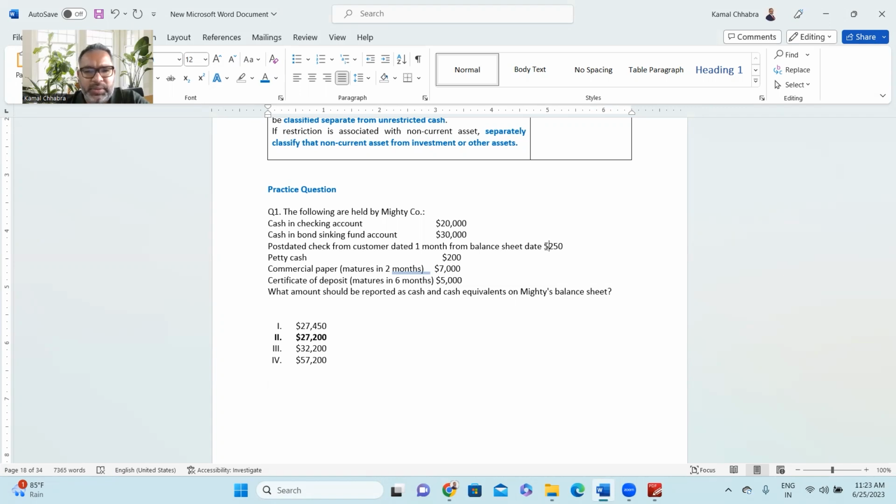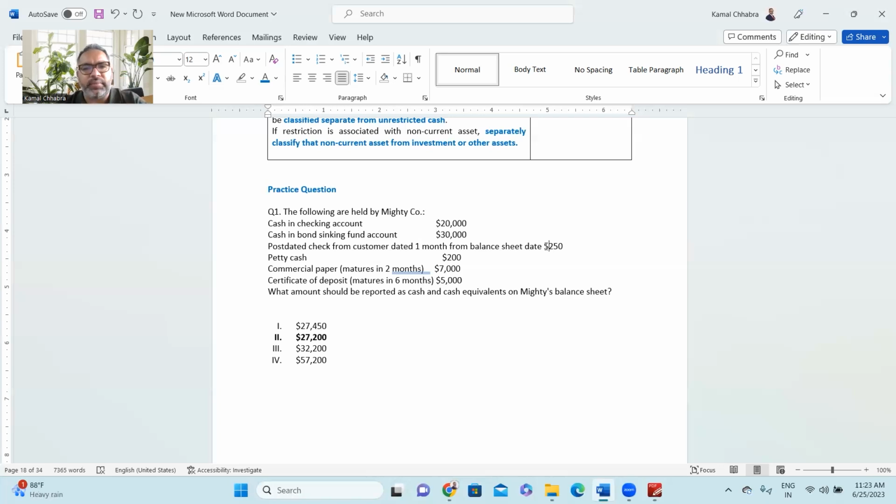That means next month's first date check. Will it be included within 3 months, 90 days? No, look at the column: what amount should be reported as cash and cash equivalent on the balance sheet date? So this is a post-dated check. So post-dated checks are not part of your cash and cash equivalent.